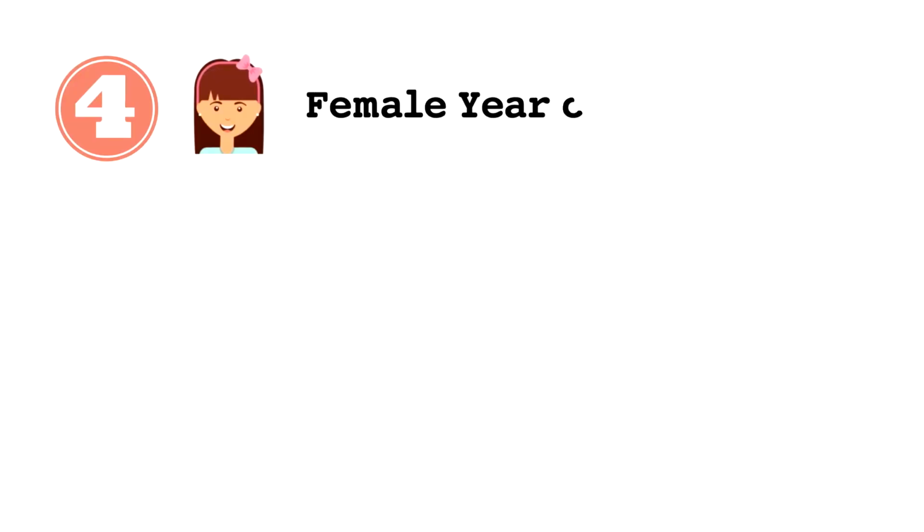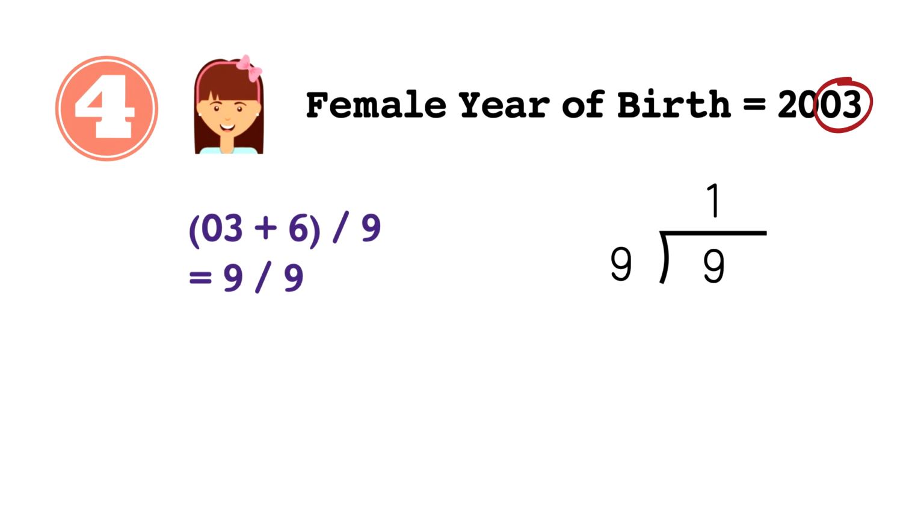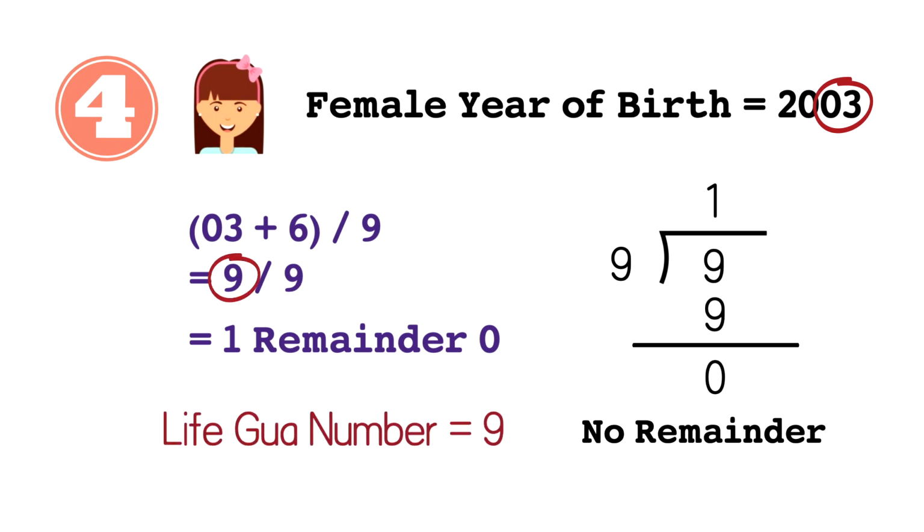Here's another example. If you're a female born in 2003, the last two digits of your birth year is 03. So we use 03 plus 6 divided by 9. When 9 is divided by 9, we get 1 and there's no remainder. In this case, we use the original number 9 as the Life Gua number.